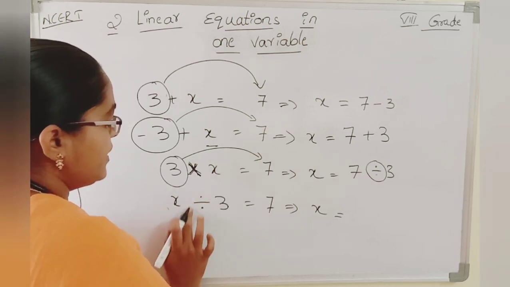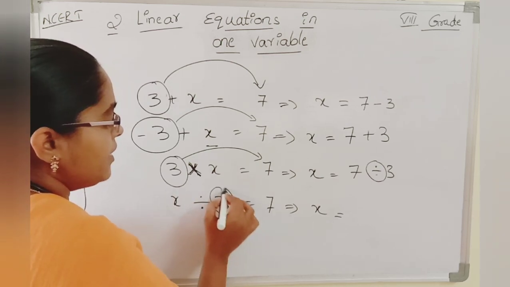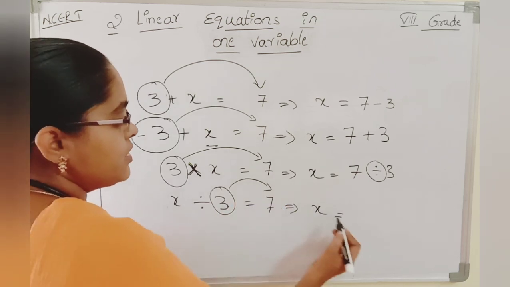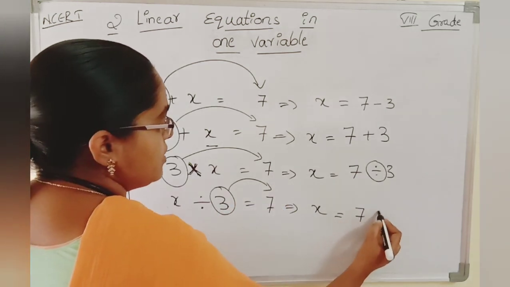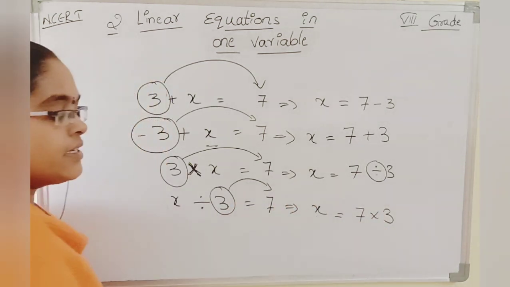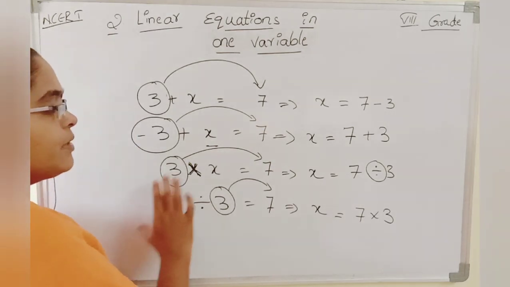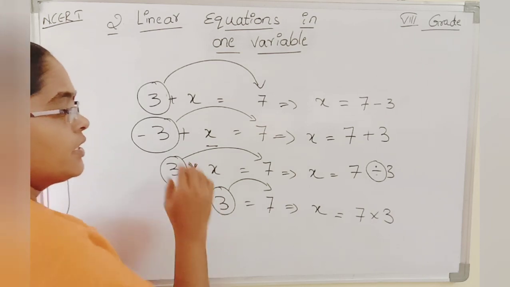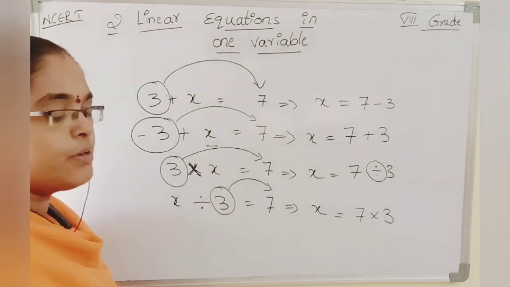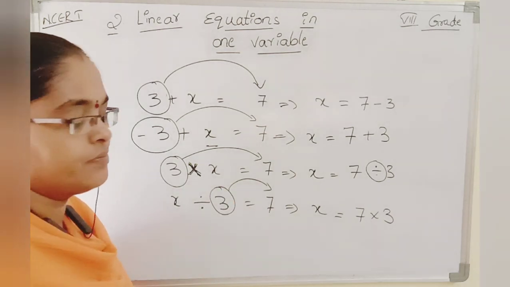See here, x divided by 3 is there. This 3 I am sending from LHS to RHS. So x is nothing but 7 into 3. Like this, the symbols will change when we send a number from LHS to RHS. These things we need to keep in mind before going to solve the problems.